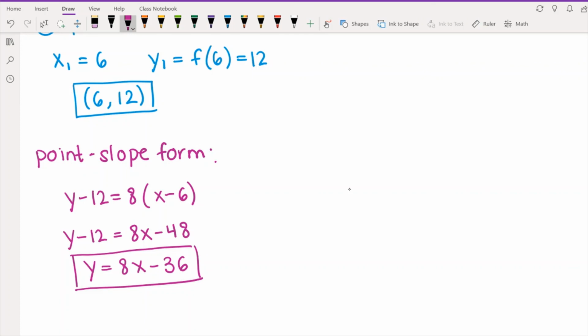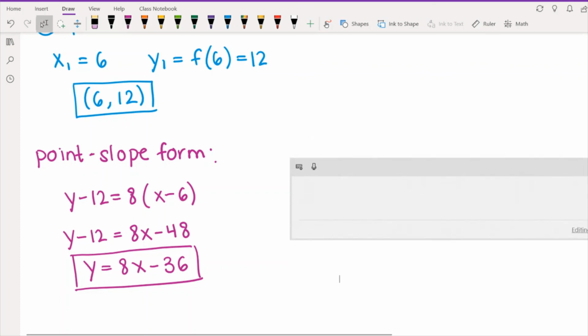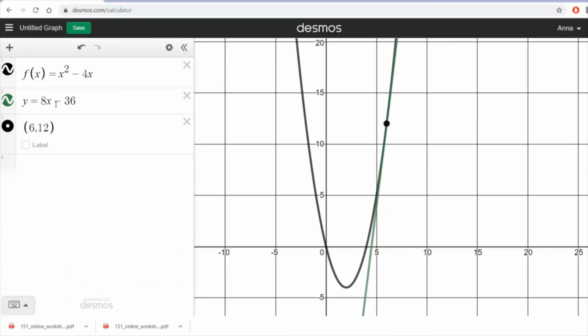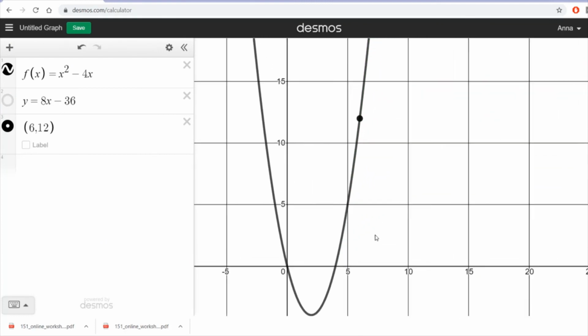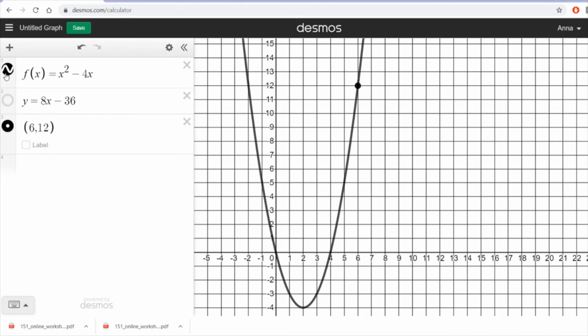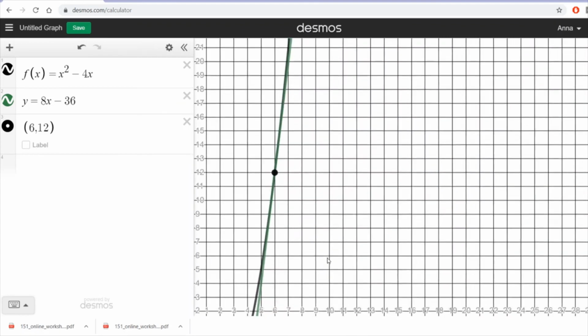So let's look at the graph and confirm that that is correct. I believe it is. Yep. So here's our original function, x squared minus 4x, looks like this. And then here I'm graphing the point (6, 12), and then here's 8x minus 36, and that is our tangent line.